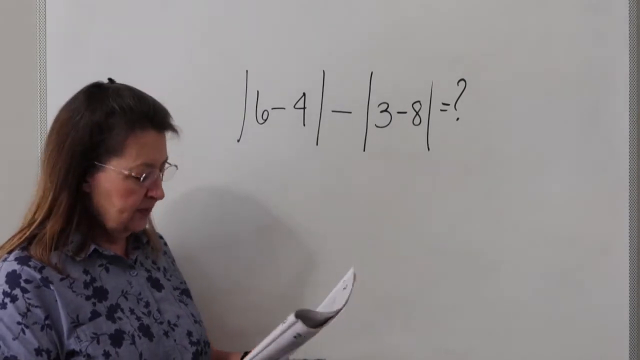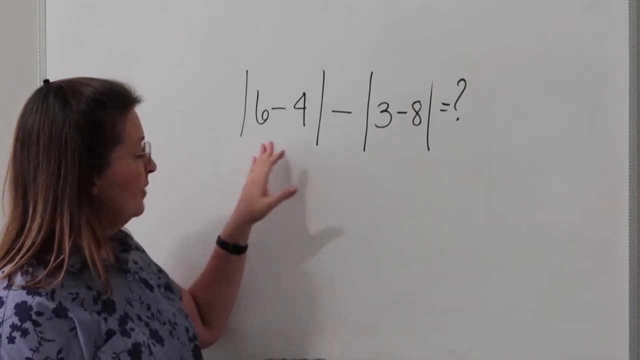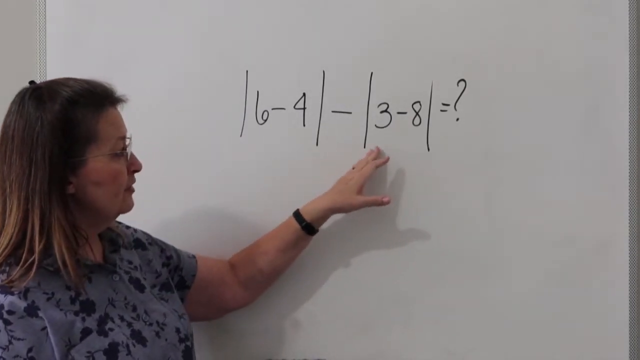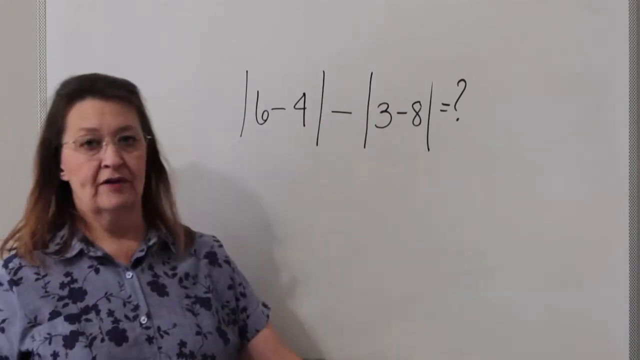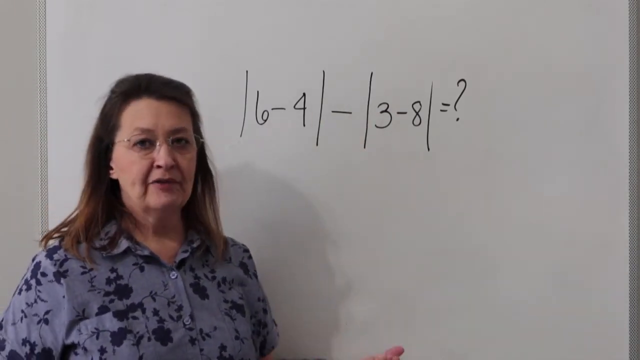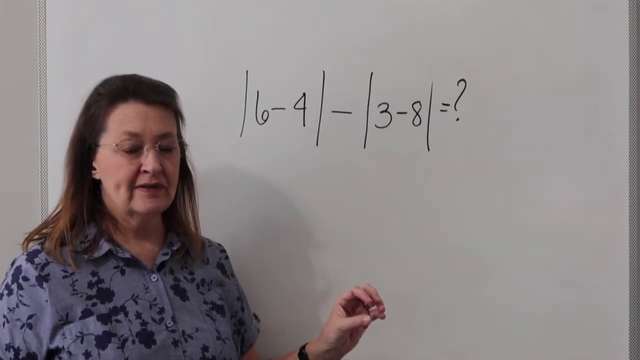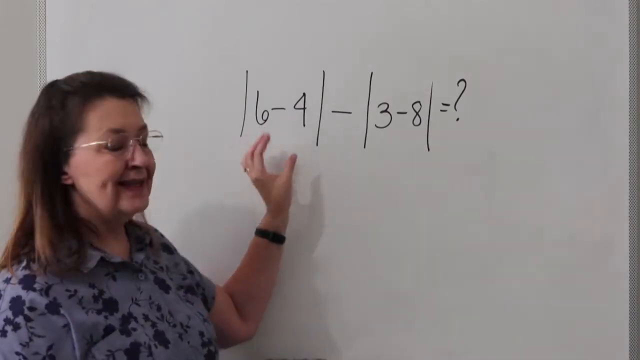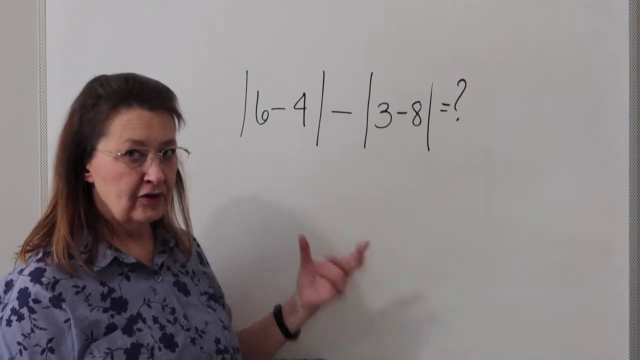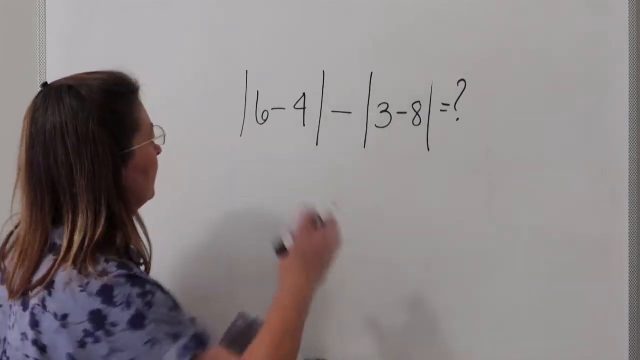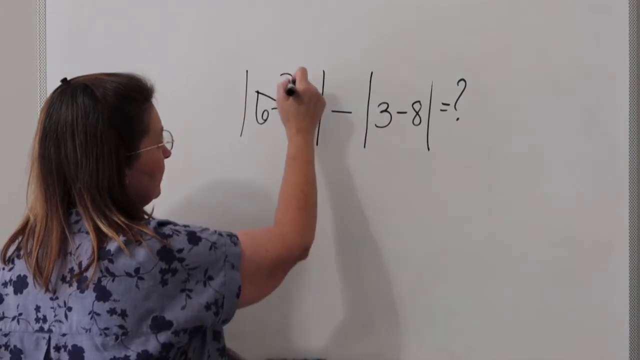Number 4 says the absolute value of 6 minus 4, minus the absolute value of 3 minus 8, equals whatever. Simple evaluation. Absolute value signs work much like parentheses do. They're grouping symbols. So we need to do what's in the absolute value sign first so we can pull that value out.